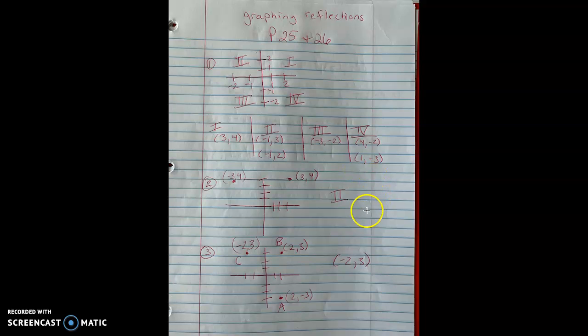In problem number 2, the reflection will be in quadrant 2, because if you're reflecting across the y-axis, you're going to end up over here. Question number 3, -2, 3 is the point of C. Because if you start at A and you reflect across the x, you're going to end up at B, 2, 3. To get to C, you flip the x, and now we're at negative 2, 3.